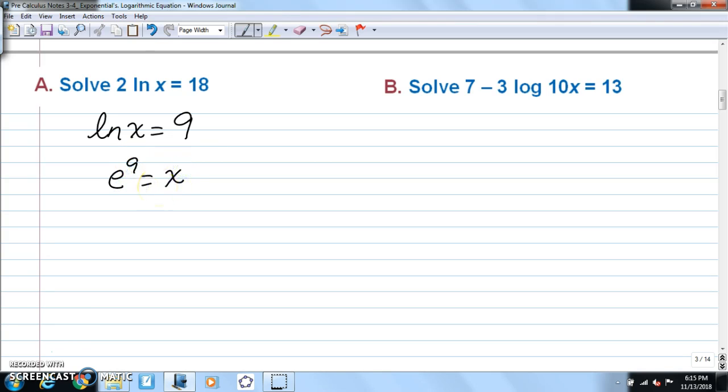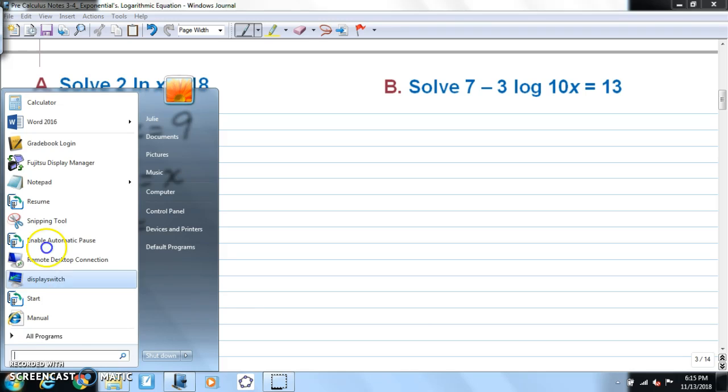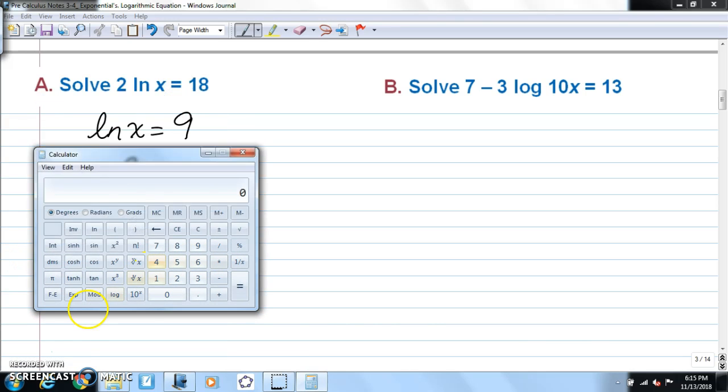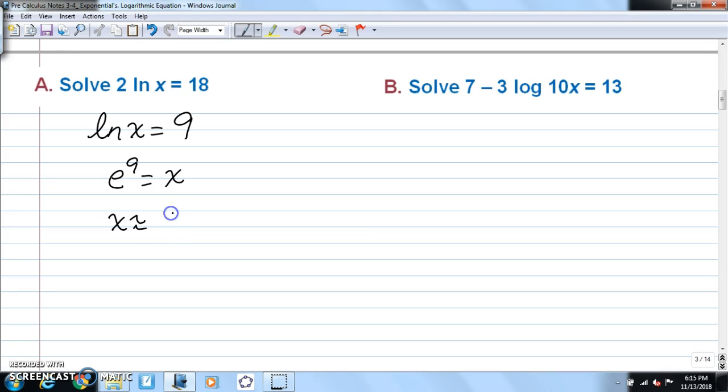And then if we needed a decimal of that, we could simply plug that into our calculator and get the approximation. So doing e to the 9th, let's see where it's at on my calculator. Oops, I have to put it in first on this one. So e to the 9th is about 8103.1.